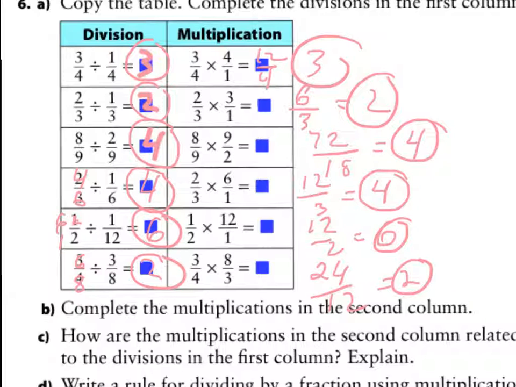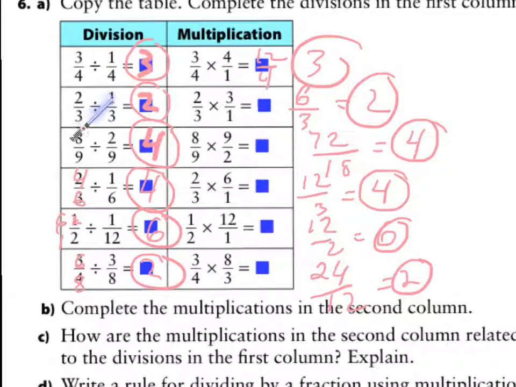So you're asked to observe what's going on here. How is this multiplication related to this division? Well, it looks like nothing's changed for the first fraction. You got 3/4, 3/4, 2/3, 2/3, 8 over 9, 8 over 9. But what seems to have changed is if you look at 1 over 4, they've flipped it over, made it 4 over 1.